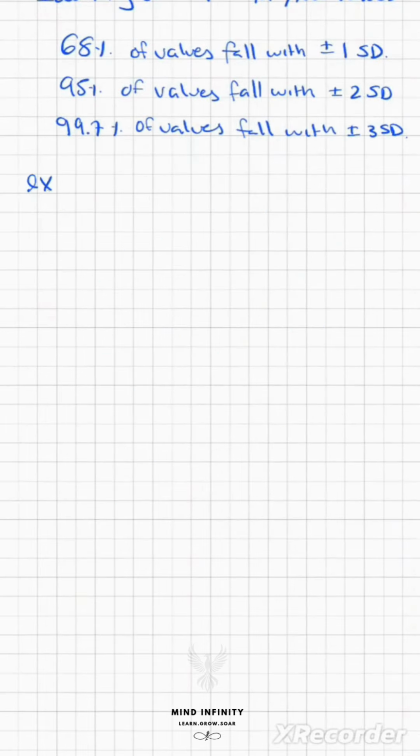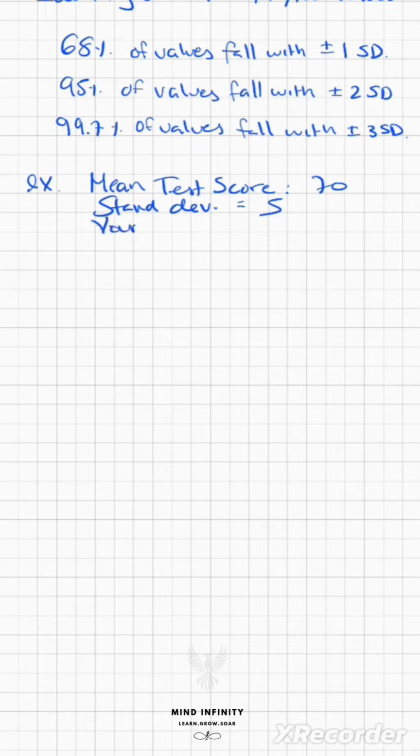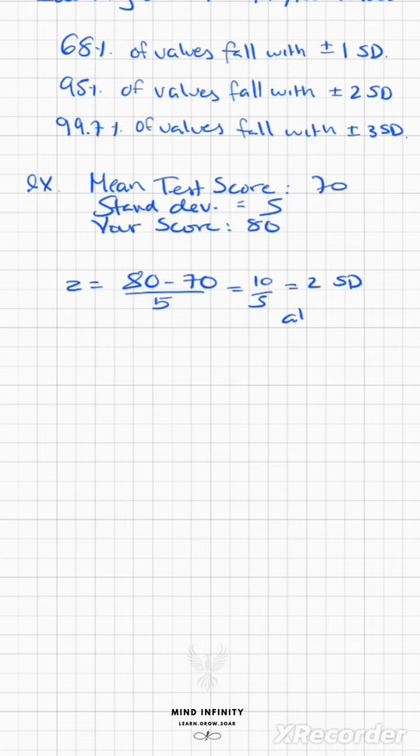Now let's have an example. Let's say you have a mean test score of 70. Then you have a standard deviation of 5, and your score is 80. So then the z-score is equal to 80 minus 70 divided by 5, which is 10 divided by 5. So 2 is the z-score. So you are 2 standard deviations above the mean.